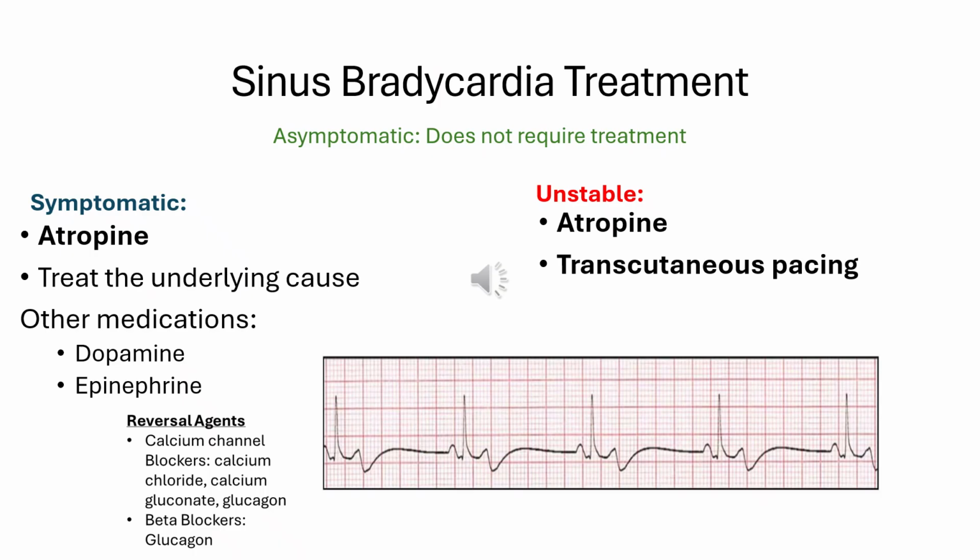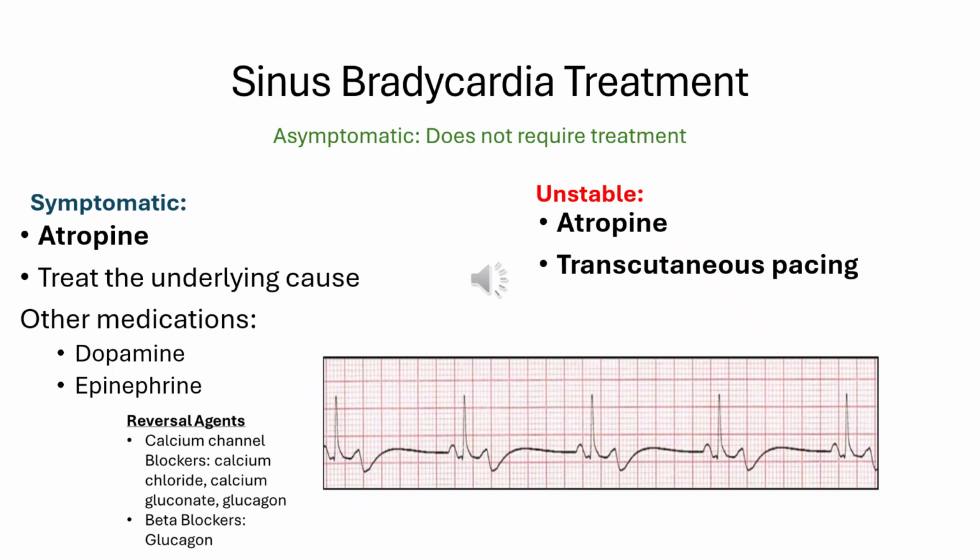So how do we treat sinus bradycardia? It's very similar to sinus tachycardia. That all depends. If the patient is asymptomatic, it's not going to require treatment because likely it is caused by something benign. If a patient is symptomatic, the drug of choice is atropine.